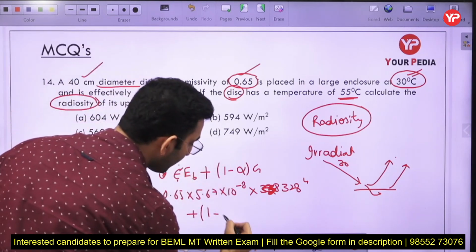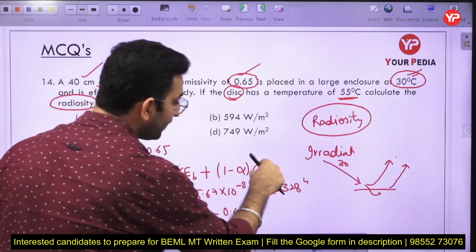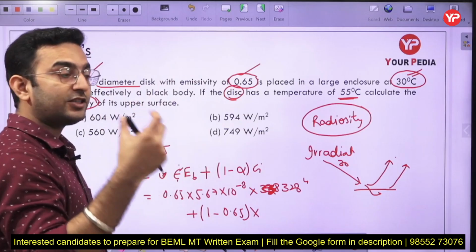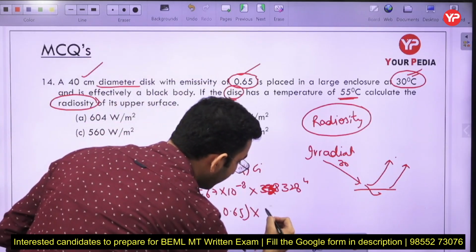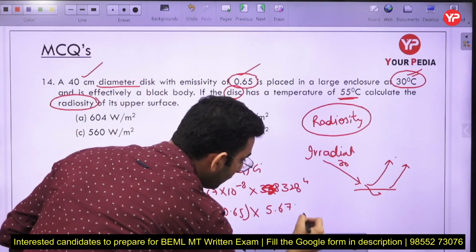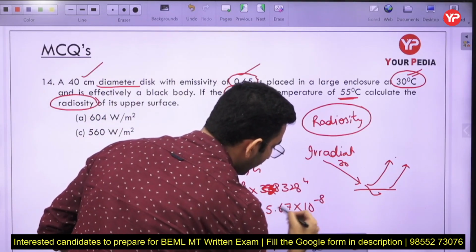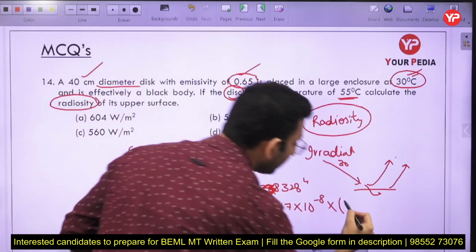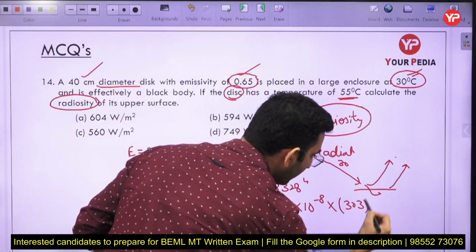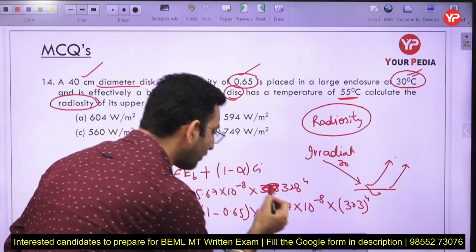So I can say 1 minus 0.65 multiplied by G. What is the value of G? G is the radiation incident on the surface due to the atmosphere. So I can simply calculate it as sigma into the surrounding temperature, 5.67 into 10 to the power minus 8 multiplied by 303 to the power 4. Okay, so this is the final expression you are going to get.